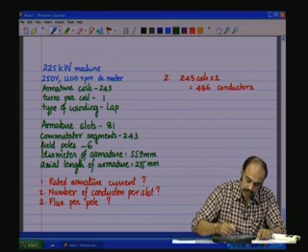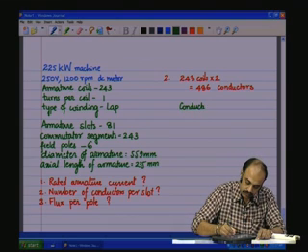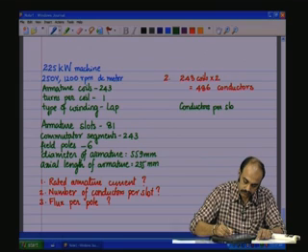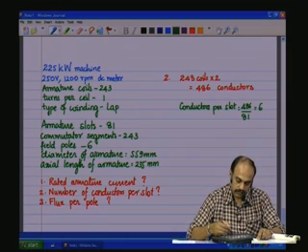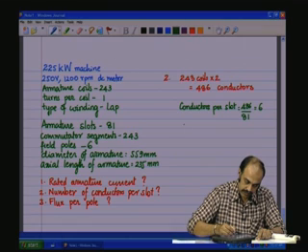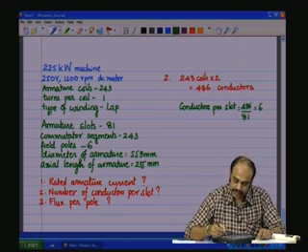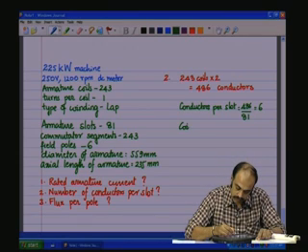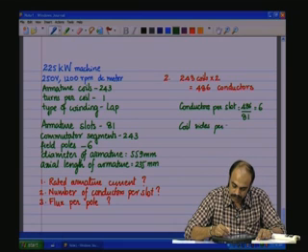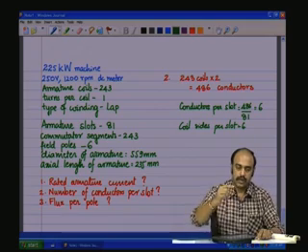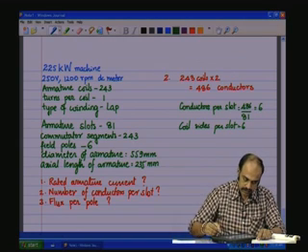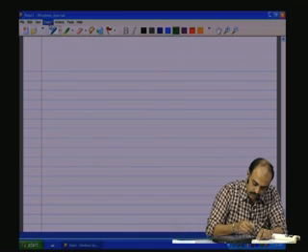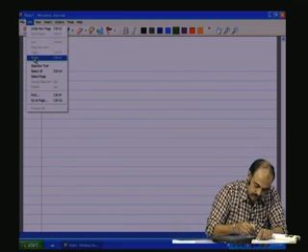There are armature slots, 81 slots. So, conductors per slot is 486 by 81, which will be 6 conductors per slot, and the coil sides per slot is also 6, because there are 6 coil sides in a whole coil. Then the third portion, which is, let us say, the flux per pole that we need to calculate. Let us again paste this.